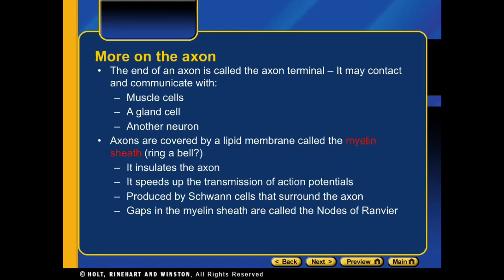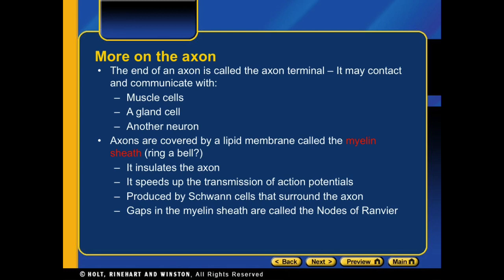So axons can be pretty long, but they do end eventually. The end of an axon is called the axon terminal. And so the end of the axon can communicate with a muscle cell, maybe a gland cell, or perhaps another neuron. These axons are covered by a membrane. It's kind of like the cell membrane. And the membrane has a name. It's called the myelin sheath.